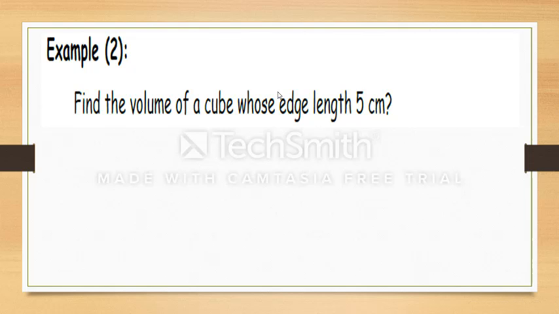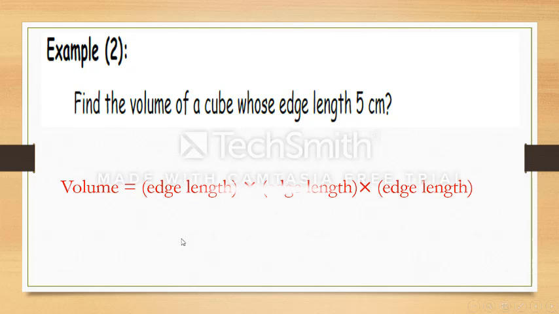Example number 2. Find the volume of the cube whose each edge length equals 5 cm. The volume of a cube is equal to edge length times edge length times edge length, so the volume equals 5 cubed, equals 125 centimeters cubed.